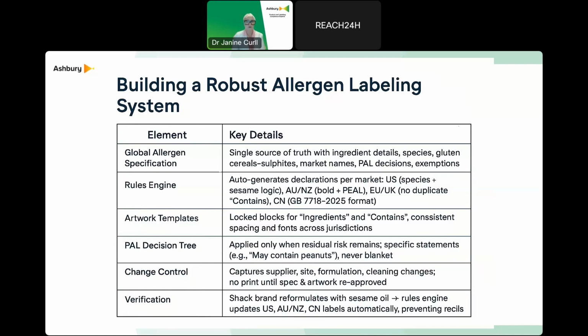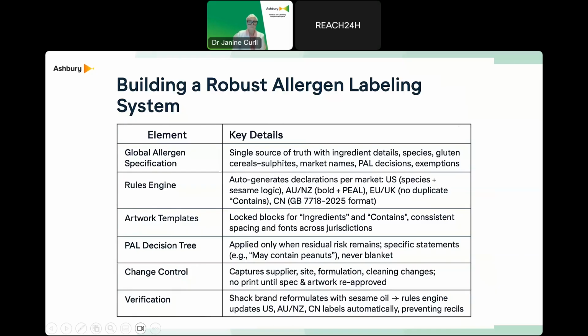truth, being a global allergen specification that captures ingredient-level details such as the allergenic source, species, gluten cereal, sulfite levels, market-specific display names, PAL decisions and exemptions, all maintained under strict ownership, version control and effective dates. From this, a rules engine can auto-generate compliant declarations for each jurisdiction within your system. The US requirements and the EU mandates can all be built in.